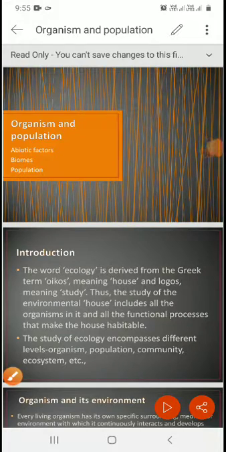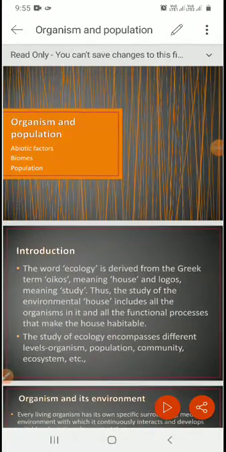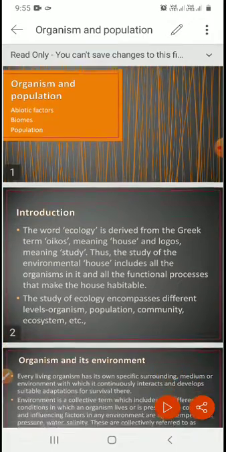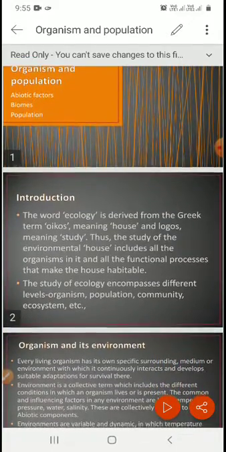Good afternoon, students. Today we are seeing the final topic, the final lesson: organization and population. In this lesson, we are studying abiotic factors, biomes and population.